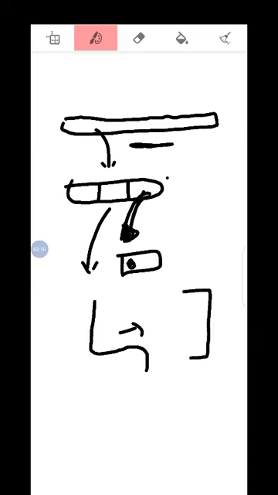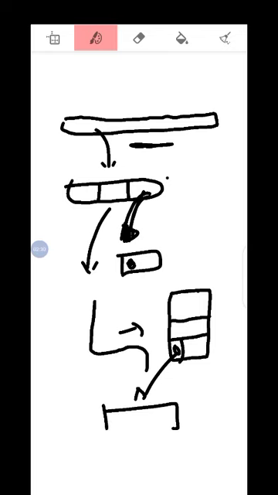Again, take the lung and divide it into three portions. The right lung has three lobes: upper, middle, and lower. So it is the posterobasal segment of right lower lobe. This is the right lower lobe, and this is the posterobasal segment. This one, take it out. This is the posterobasal segment of the right lower lobe.